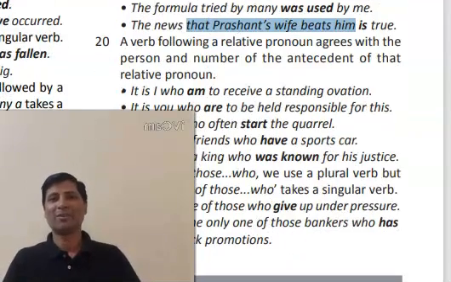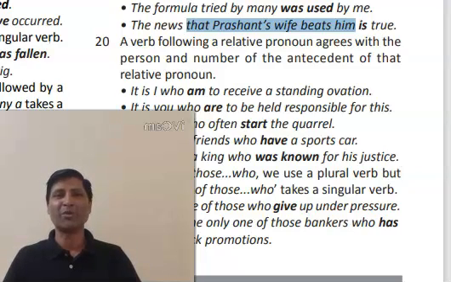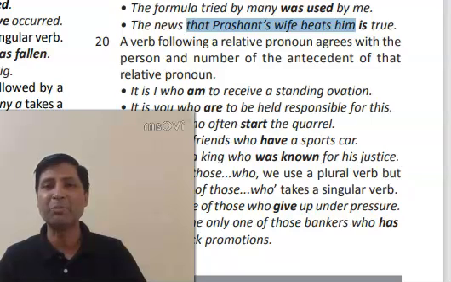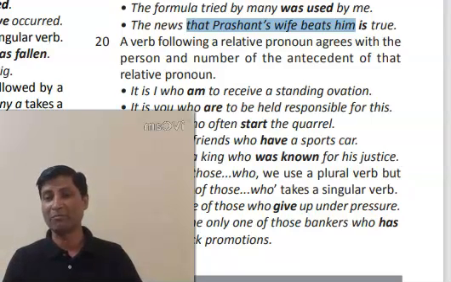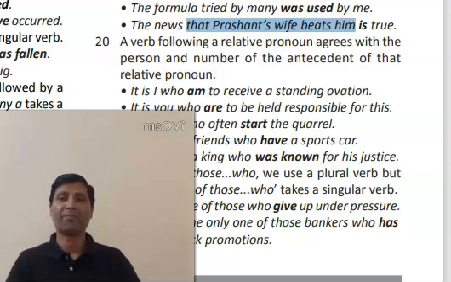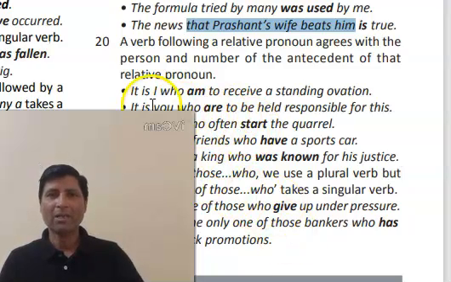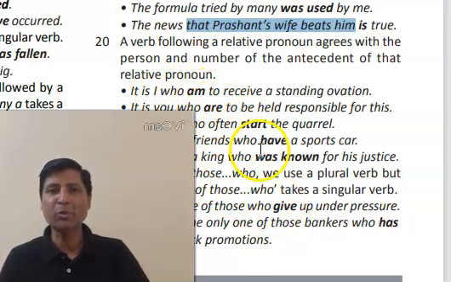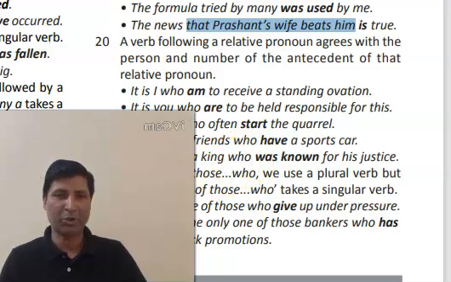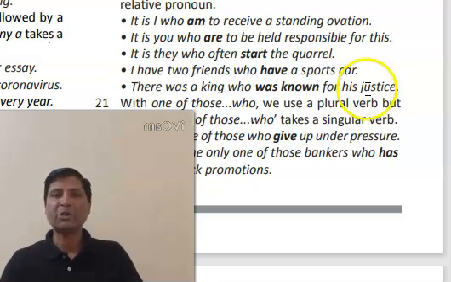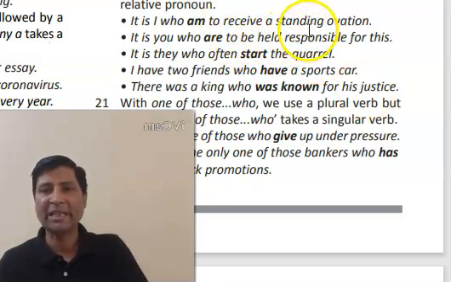Now, rule number 20. I have told you there are 21 rules. A verb following a relative pronoun agrees with the person and number of the antecedent of that relative pronoun. What is antecedent? A new word for you. Let me explain. Look at this example. Easy. So, it is I who am to receive a standing ovation. Let us analyze.